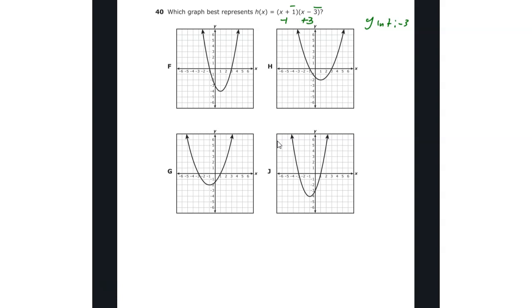So this is going to be -1 and +3. We don't need this, we don't need that. So now we need to figure out which of these is the best choice here. Our y-intercept is -3, so this is the only good choice available.